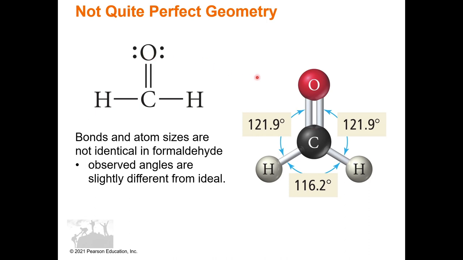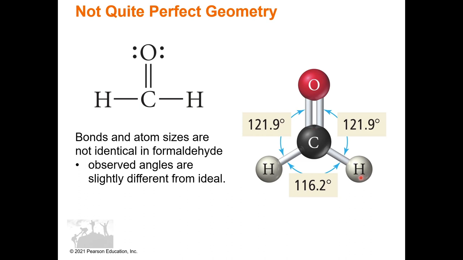So here with CH2O, you're going to see that the bond angles are not quite 120 degrees all around. Again, picture the very large lone pairs found on oxygen. These lone pairs are negatively charged. These bonds are also negatively charged. So there's going to be some repulsion. Because the lone pairs are so big, they're going to push these hydrogens closer together.